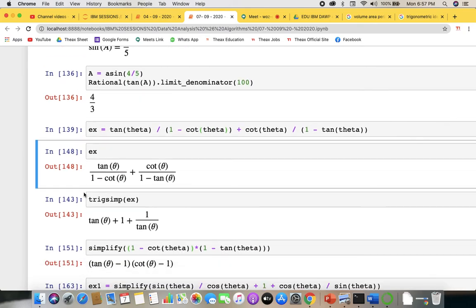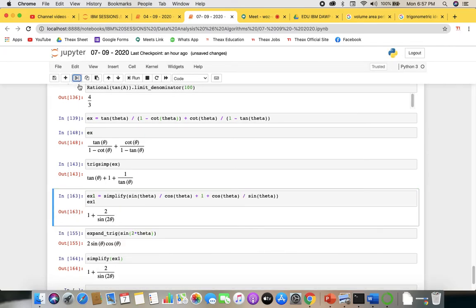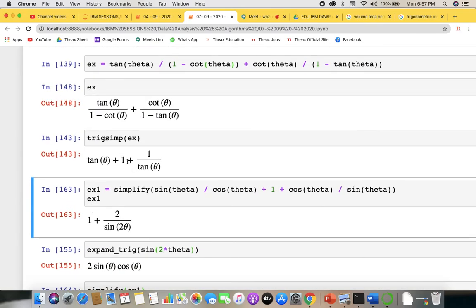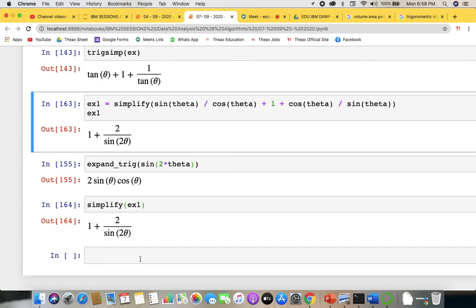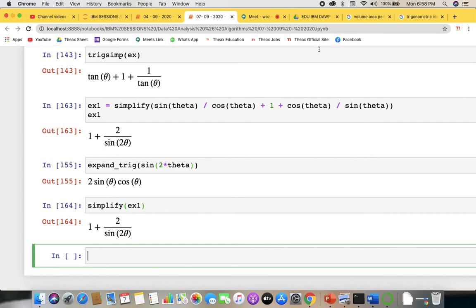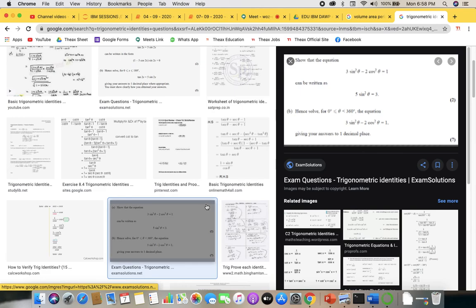This is not the one to go with. So we converted this into sine and cos form, right? And then we simplified this and we got a result that is exactly the answer, 1 plus 2 by sine theta. If we expand and solve this, we'll be getting that. Okay, that is clear, right? So you will get some questions on trigonometry, so these are the proofs. In the proofs, you'll have to solve it manually.